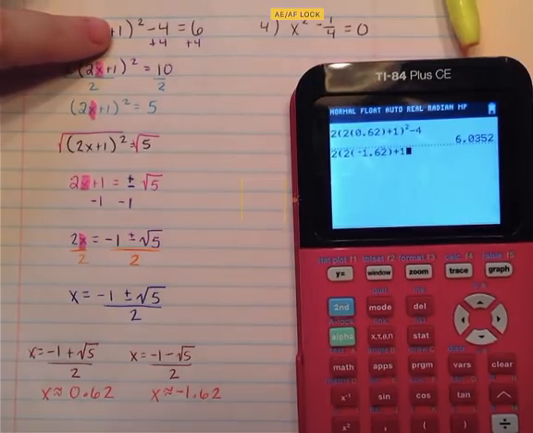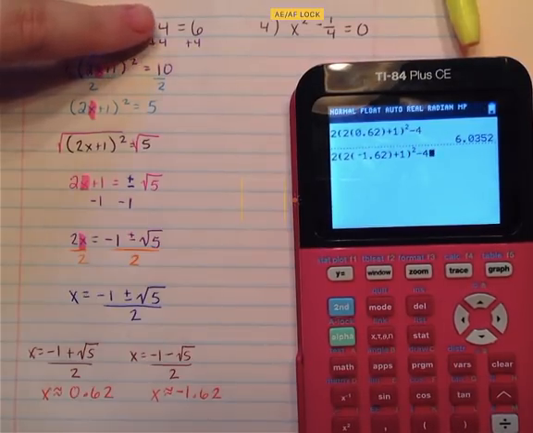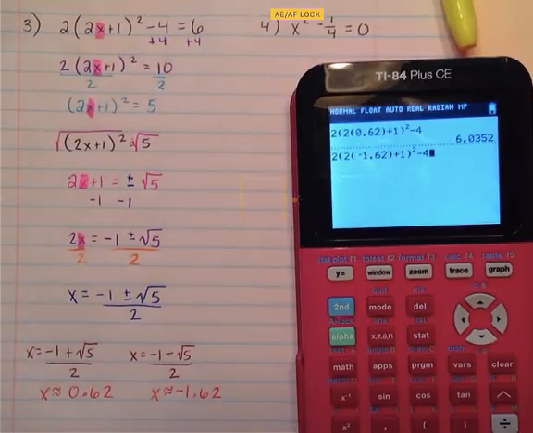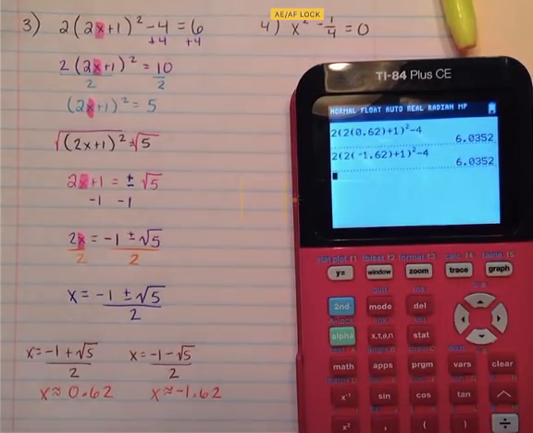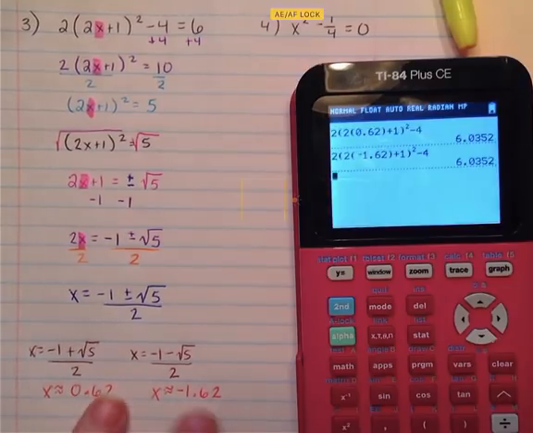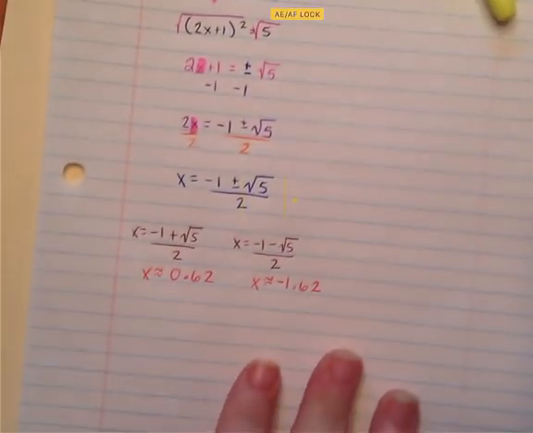I'll put plus 1. And I have to close the parentheses for the problem. Squared, minus 4. And again, it should give me something close to 6 when I answer it. And it does. Both of these are actually the same value, so we know that these two should be pretty accurate. Again, it is rounded, so our answer is not going to be 100% accurate.